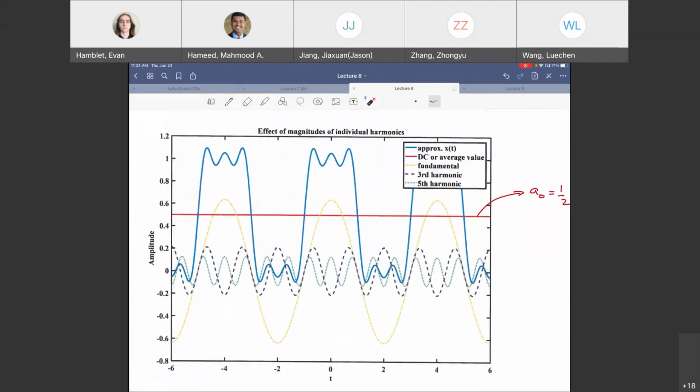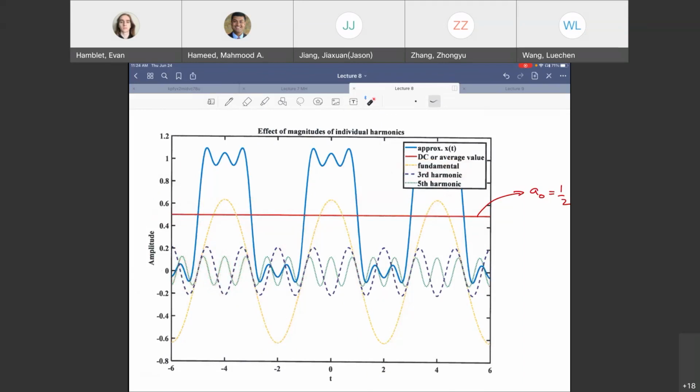A0 was the DC term, half. That's right here. A1 was the fundamental frequency. What is that fundamental? The yellow dashed line. The next thing we added, third harmonic, which is the dashed line there. You can clearly see the dashed blue line is three times the frequency of the yellow line, third harmonic instead of first. And then the fifth harmonic right there.